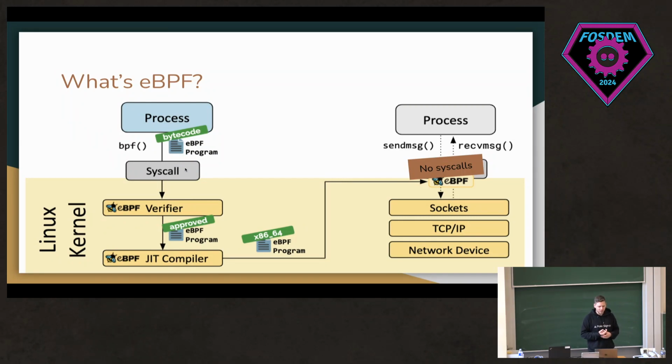eBPF is kind of a hot topic right now. For us, it's really, really cool because we can write a small program in a C dialect, get that through the verifier, compile it into eBPF code, and then load that into the Linux kernel. The way it works is we don't actually use syscalls like the slide originally says. What we do is tell the Linux kernel to run this snippet of eBPF code every so often.